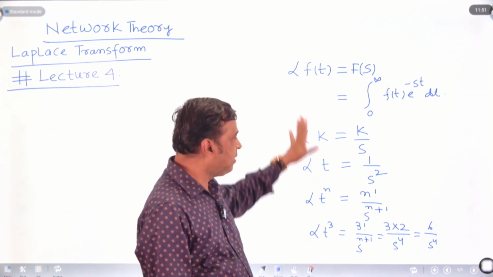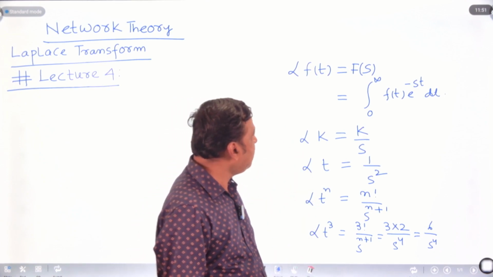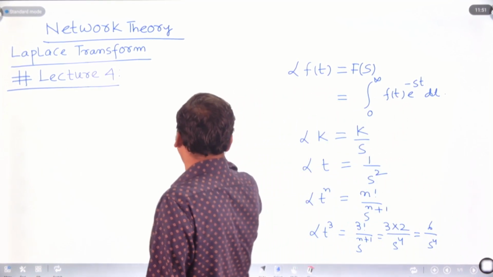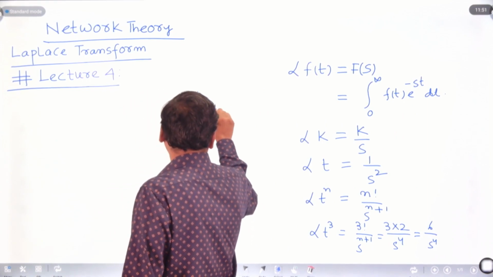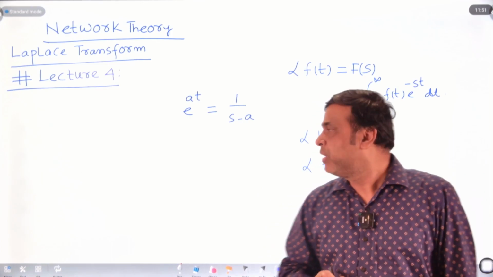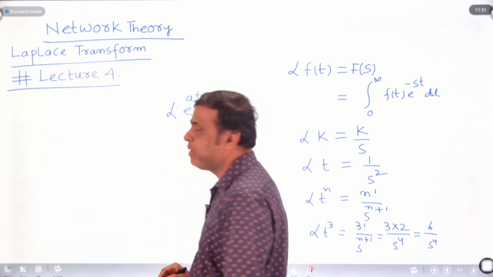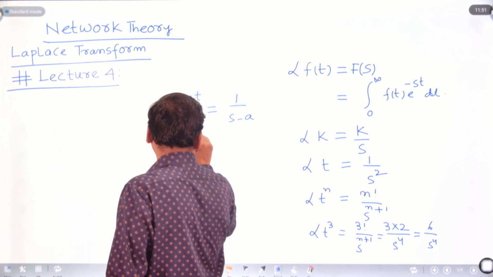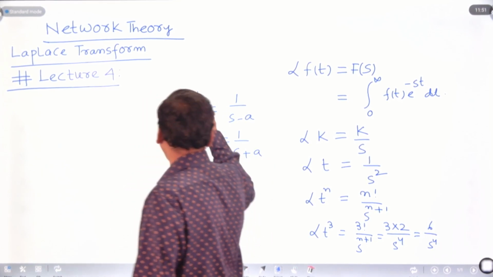Already we have derived the Laplace transform of constant functions and time domain functions. Then we discussed the Laplace transform of exponential functions. The Laplace transform of e to the power at, where a is a scalar value, is 1 by s minus a. We derived this in a previous lecture. If it is plus at, the result is s minus a. Similarly, the Laplace transform of e to the power minus at is 1 by s plus a. These are exponential functions.